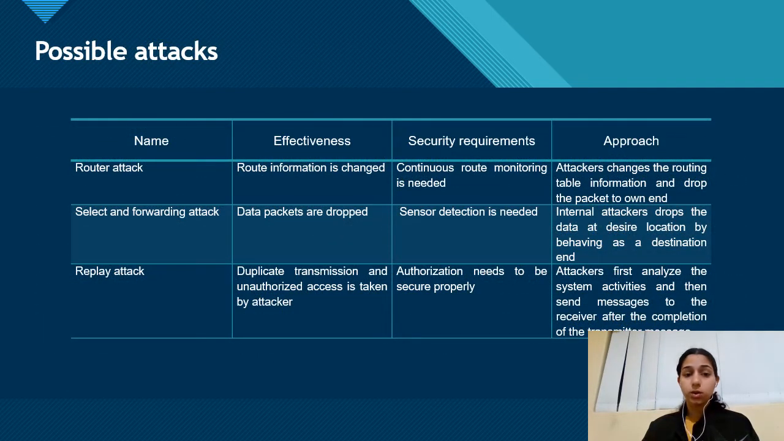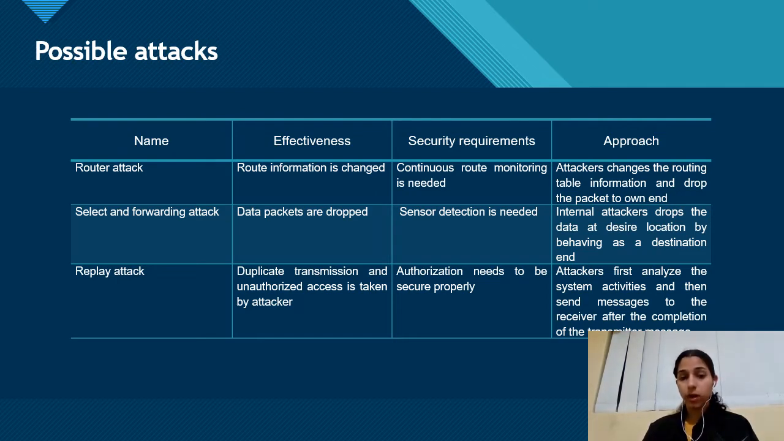Attacks. First, router attack. Effectiveness: route information is changed. Security requirements: continuous route monitoring is needed. Approach: the attacker changes the routing table information and drops the packets to its own end. Select and forwarding attack: data packets are dropped.